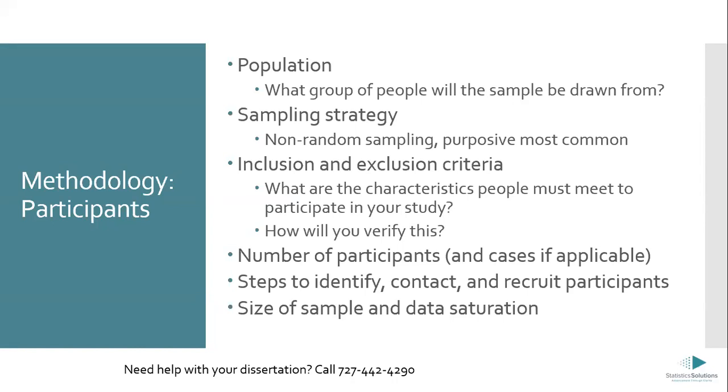If you want to study people who teach English to non-native speakers at the middle school level in Southern Maryland, you need to find people who meet those criteria, what we call inclusion and exclusion criteria. What are the characteristics that people must meet to participate in your study? How do you plan to verify this?